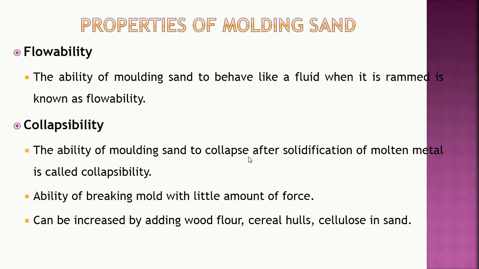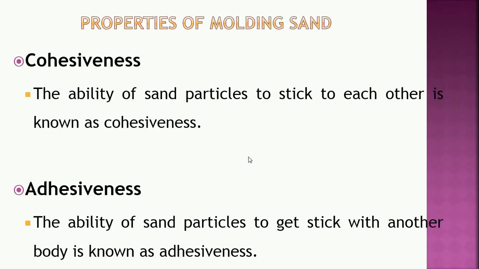The ability of the mold cavity to break down easily after solidification of the molten metal is called collapsibility. Again, it depends on the amount of ramming. If we increase the force required for ramming, then, what is standard practice, 3 times I have to ram from the top, 3 times I have to ram from the bottom, and if I increase the number of rammings, at that time collapsibility will be less, and as collapsibility is less, more force I have to apply to break the mold cavity. This is collapsibility. Next is cohesiveness.